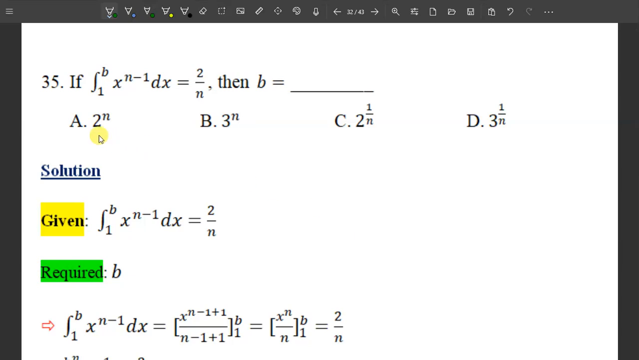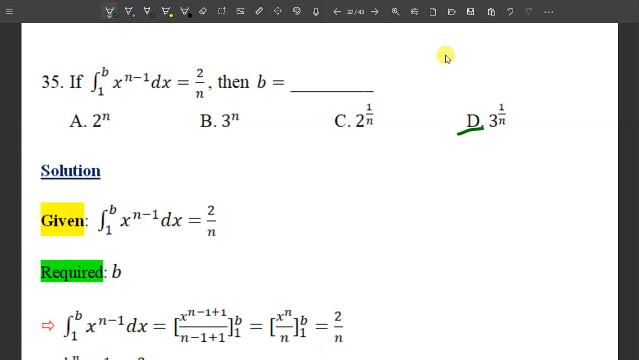Now let us see what is there for us to answer. Here choice A is 2 to the power of n, choice B is 3 to the power of n, we don't need both, and choice C is 2 to the power of 1 over n, we also don't need. Our answer is 3 to the power of 1 over n. If and only if b is 3 to the power of 1 over n, this integration is equal to 2 over n. Therefore the value of b in this case is 3 to the power of 1 over n, or the nth root of 3.